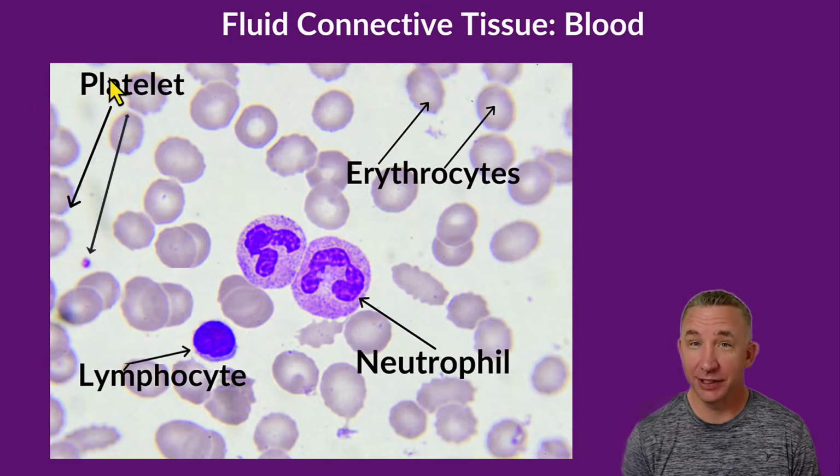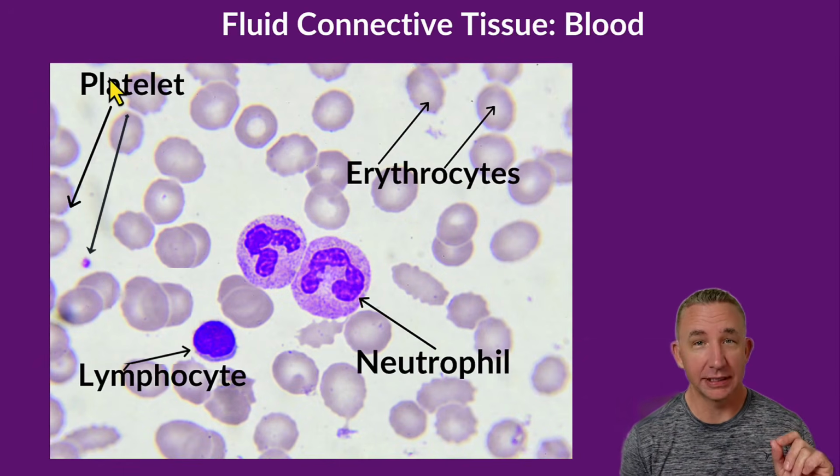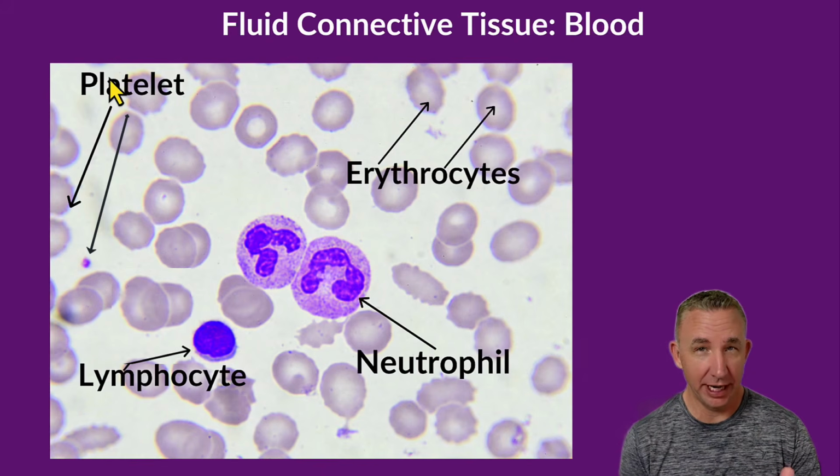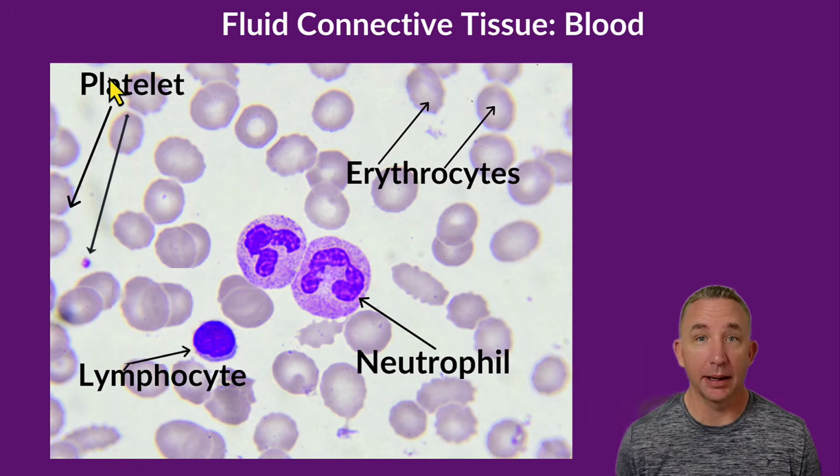Fluid connective tissue. This is histology of a blood smear. Remember, this is a connective tissue. There's 3 types of connective tissue. Connective tissue proper, that includes our loose and our dense. Fluid, which is our blood and our lymph, and then supporting, cartilage and bone. So here we're looking at blood.